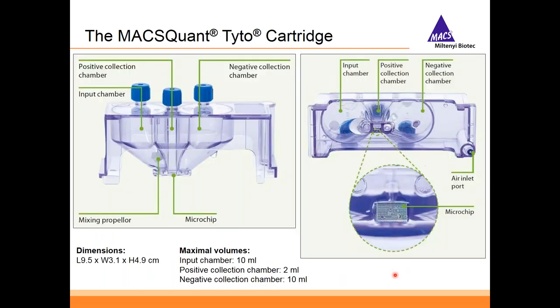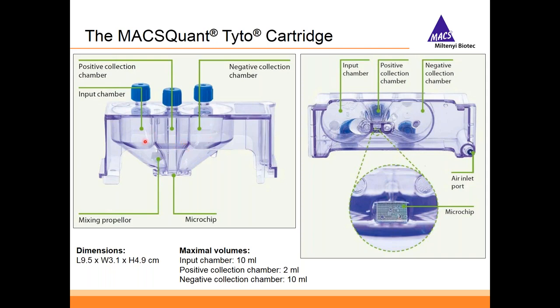Now, I would like to come to the actual heart of the MACSQuant Tyto, and that is the MACSQuant Tyto cartridge. You can see a picture here, one from the side and one from the bottom. And maybe we start with that picture here. You can also already see we have 3 different chambers in this cartridge. An input chamber, where you put your cell suspension of interest, where you want to sort your cells out. Then we have a positive collection chamber and a negative collection chamber.